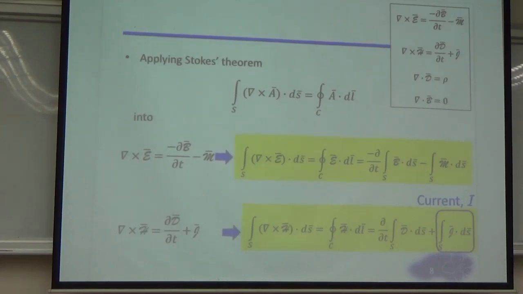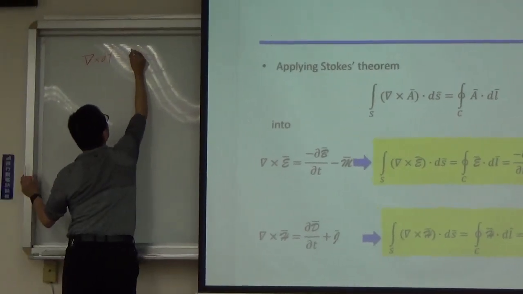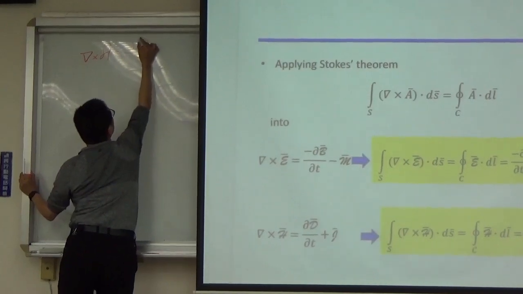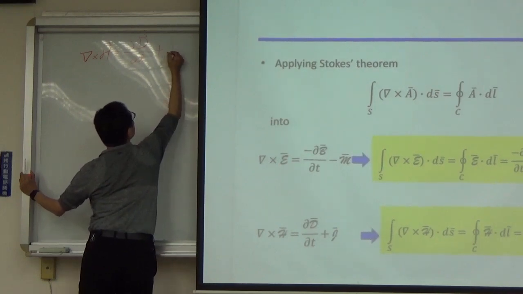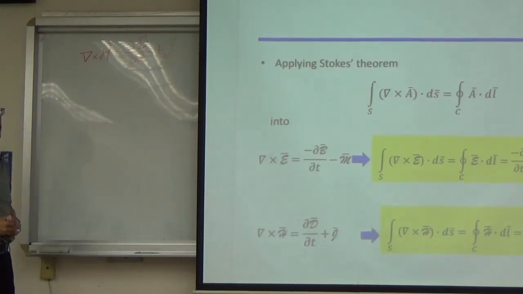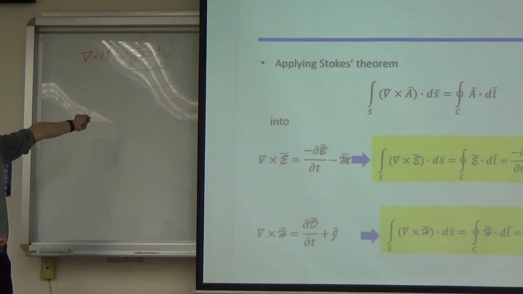Let's do the second one. The second Maxwell equation equals the time derivative of D, d/dt, plus J. I just copy my second equation here. Now this time I will do it faster.